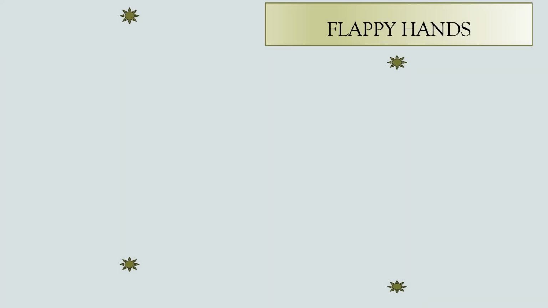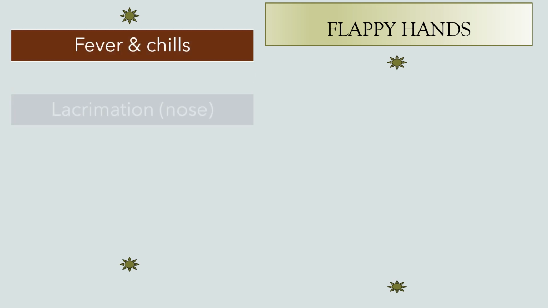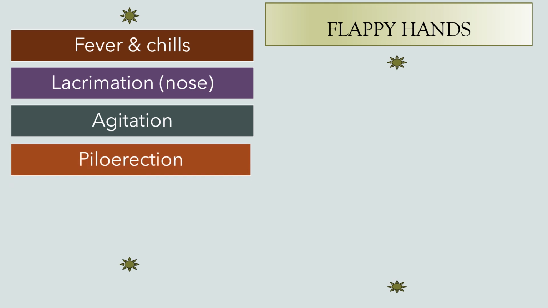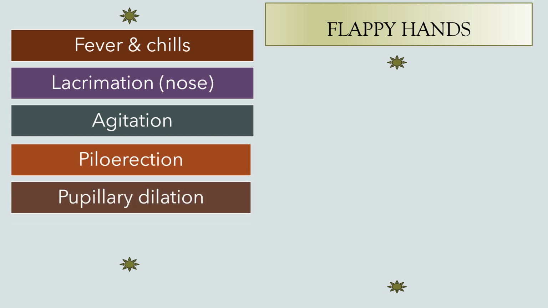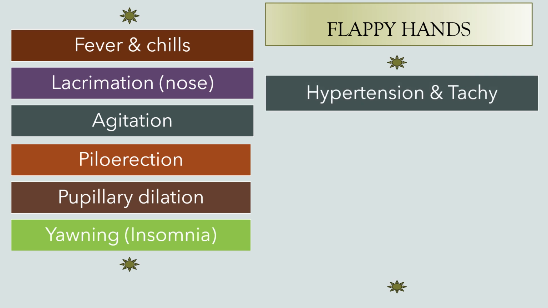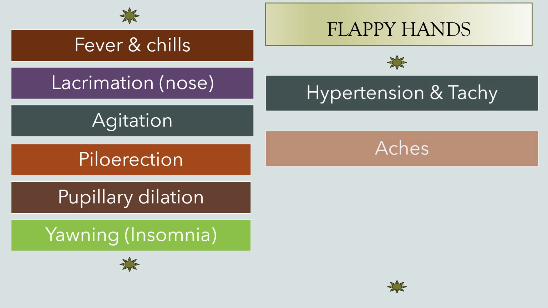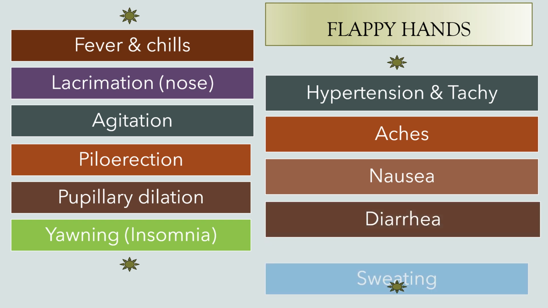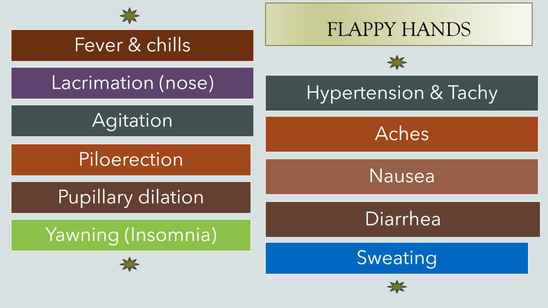Symptoms of opioid withdrawal are summed up in the mnemonic flappy hands, FLAPPYHANDS. Fever and chills, lacrimation, agitation, piloerection, pupillary dilation, yawning, hypertension and tachycardia, aches, nausea, diarrhea, sweating.